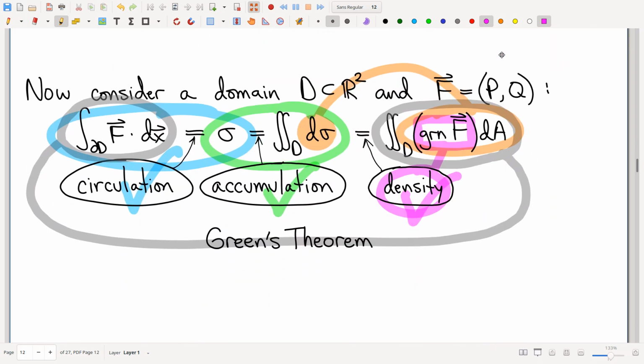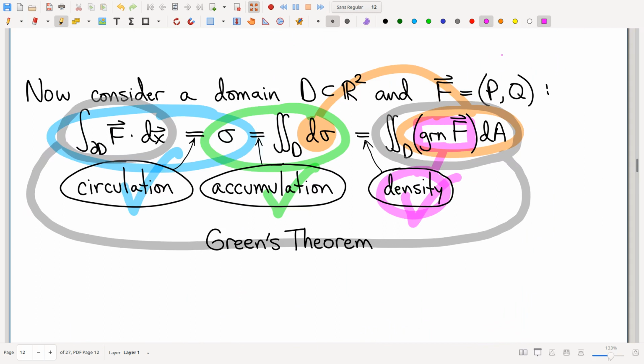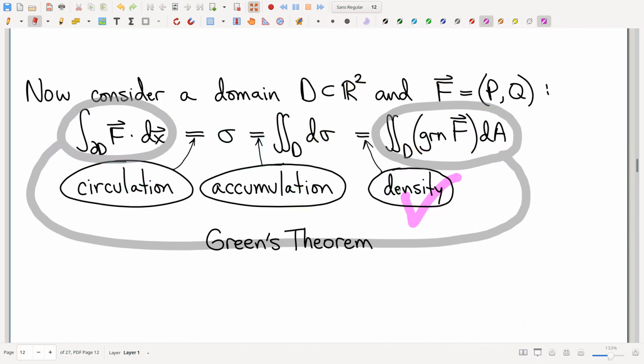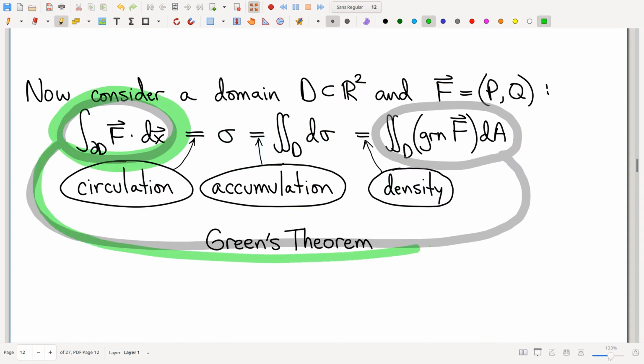So with all that said, notice the nice punchline is that any circulation can be computed as a double integral over the interior of Green's operator. Very weird theorem, very counterintuitive. This, after all, is a one-dimensional integral, a line integral. Right? This is a double integral. They're totally different kinds of integrals. How could they relate to each other? Very surprising.